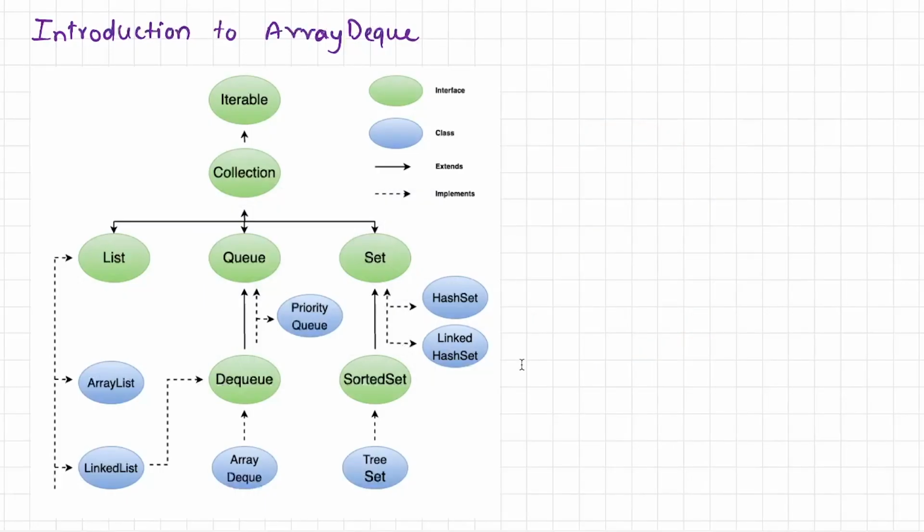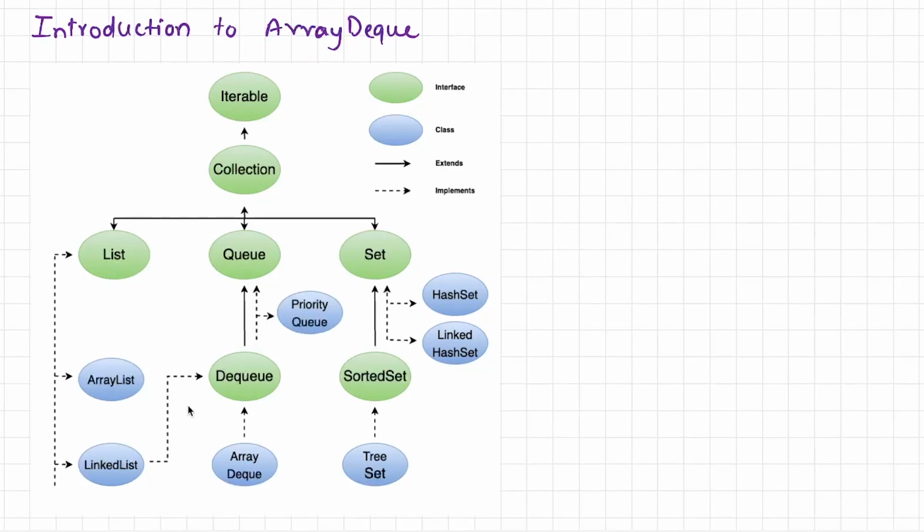Alright guys, let's begin this video with this collection hierarchy diagram. If you look at it, you will see that there are two collection classes that implement the Deque interface. The first is LinkedList and the second is the ArrayDeque class. The Deque interface extends the Queue interface. This means all the methods available in the Queue interface as well as the Deque interface are also available in the LinkedList and ArrayDeque collection classes.